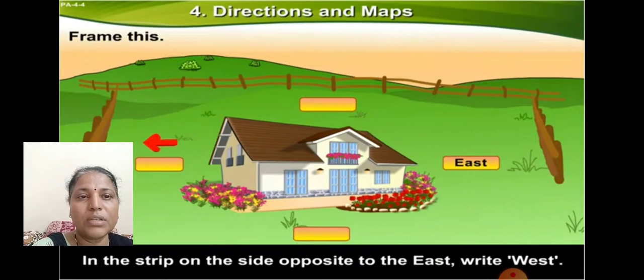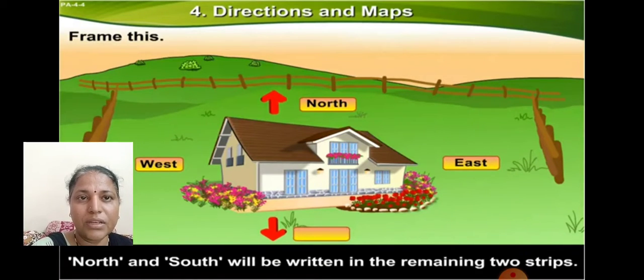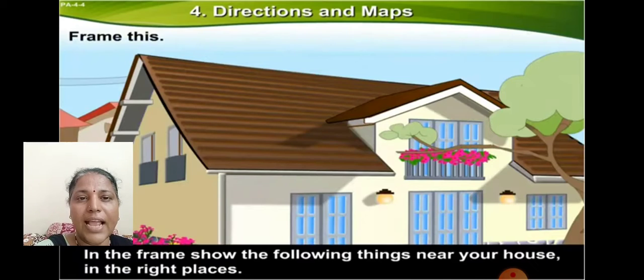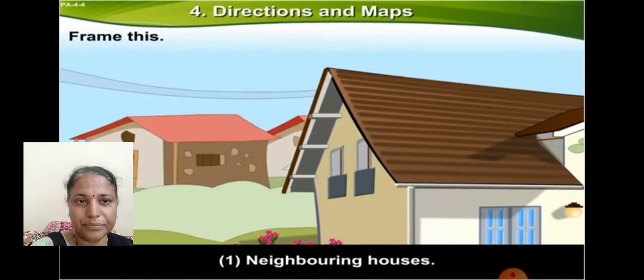Straight opposite to the east is the west direction. In this direction is the sunset. North and south will be written in the remaining two strips. So think carefully where they should be and write down the words on the proper strips, north and south. The frame shows the following things near your house in the right place.